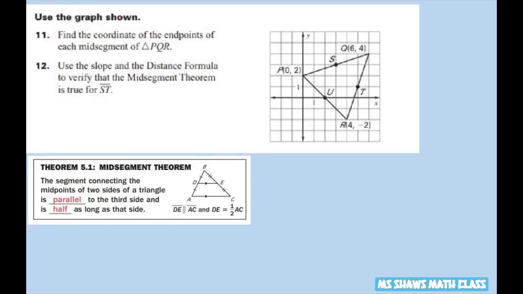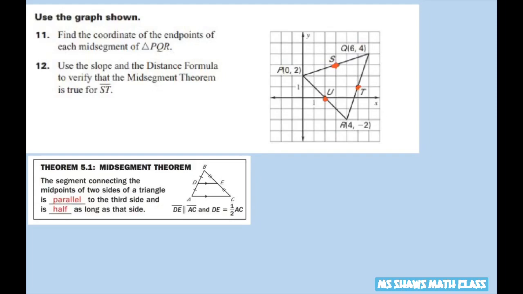One, we're going to find the coordinates of the endpoints of each mid-segment of triangle PQR. Then we're going to find the slope and verify the mid-segment theorem using the distance formula. So basically all they want you to do for this first part is find these coordinates. So let's just write those down.